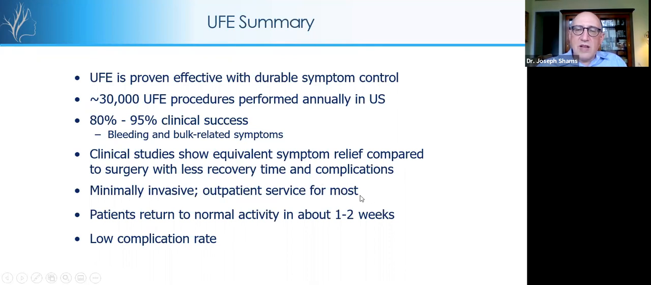Patients just have to stay in the office, in the surgery center, for about 2 hours after the procedure and then can go home. As we said, patients return to normal activity in about 1 to 2 weeks and it has a very low complication rate.